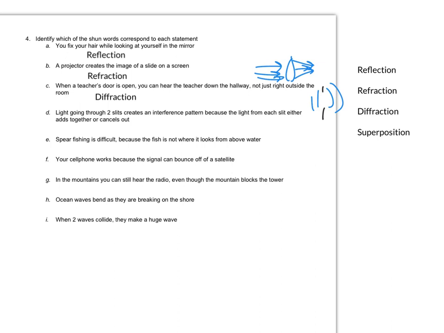For the next one, light going through two slits creates an interference pattern because the light from each slit adds together or cancels out. That should be the key part there. That tells us this is an example of superposition.